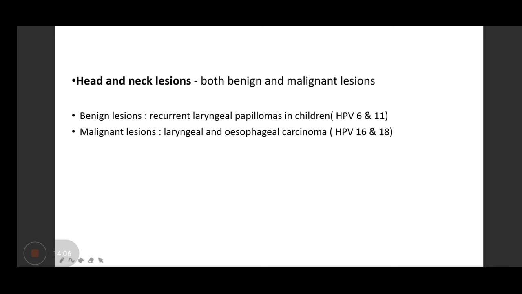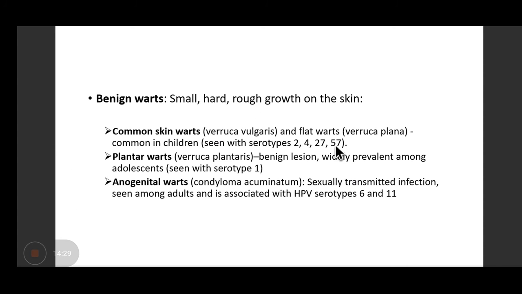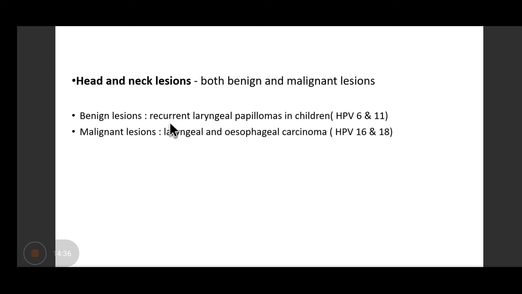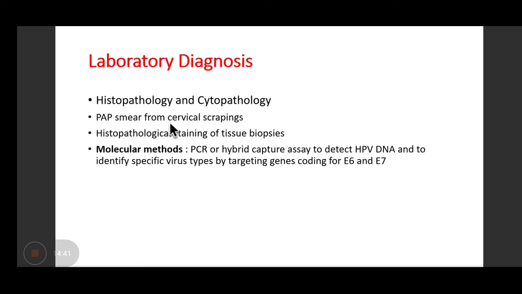So apart from these cervical lesions, it may also cause head and neck lesions. It may lead to recurrent laryngeal papillomas, which is a benign lesion commonly seen in children with HPV 6 and 11, and malignant lesions, that is laryngeal and esophageal carcinoma, which is seen with HPV 16 and 18. So it leads to benign warts, then cervical lesions, which can be benign or malignant. It may also lead to infection of the head and neck as well.